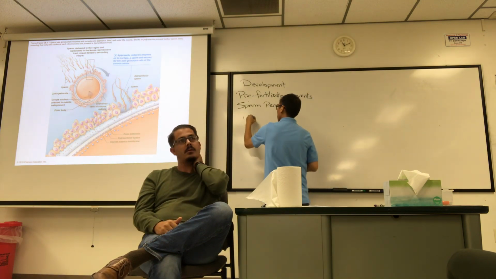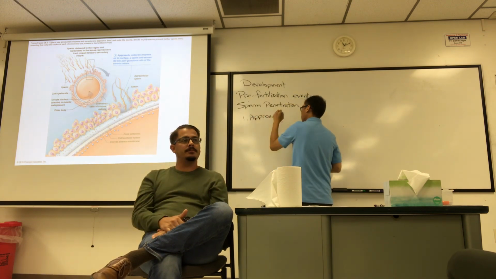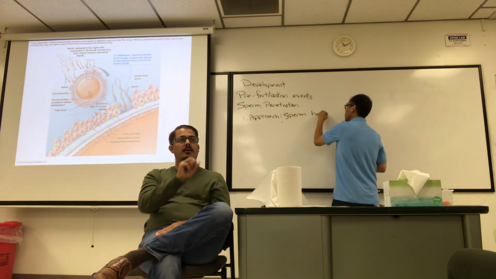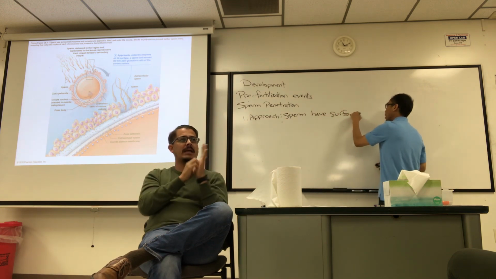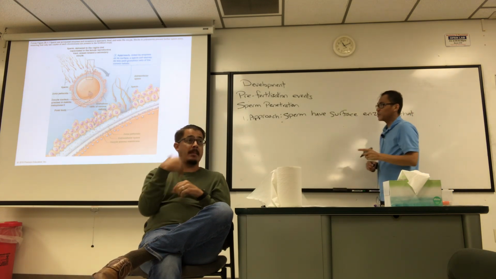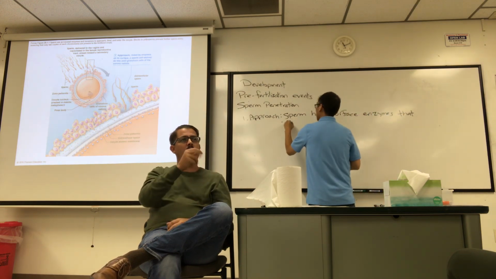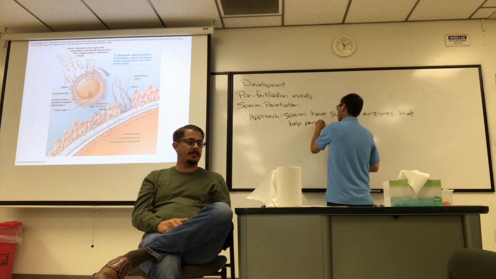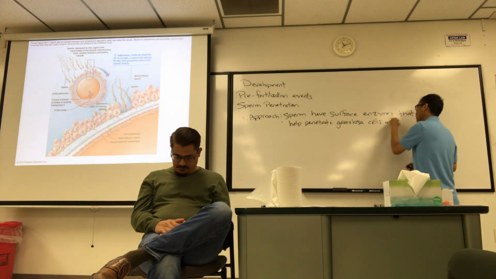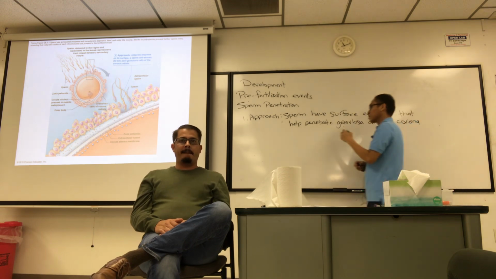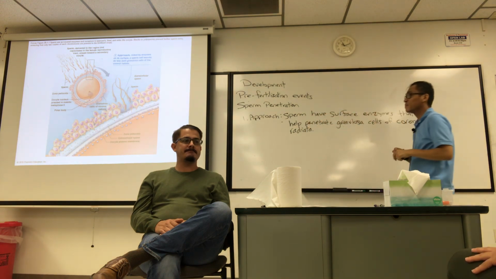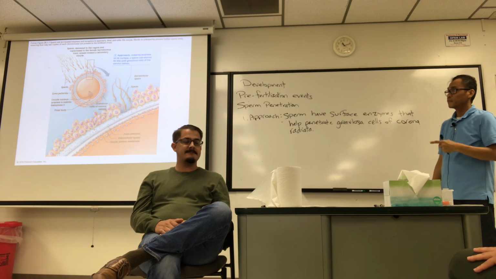They call this one approach. I call it penetration of corona radiata. Sperm have surface enzymes that help penetrate between the granulosa cells. That's what they're showing you there.